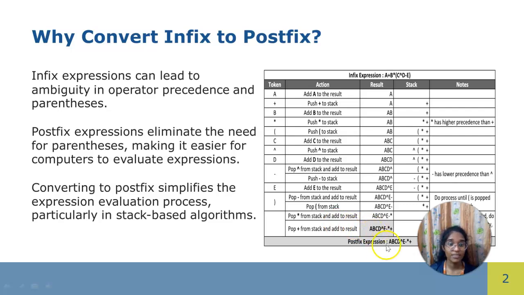So the final postfix expression is A B C D power E minus star plus. So this is the final postfix expression. This is how we convert an infix expression to a postfix expression.